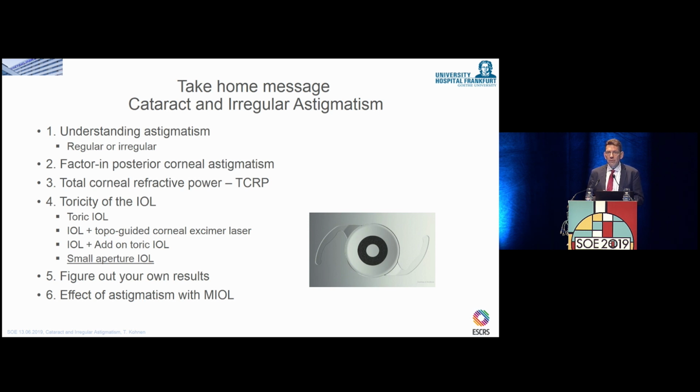What you unfortunately have to do is look at your own results because every patient has a different outcome. Many of these irregular corneas have unpredictable outcomes, much more unpredictable than we have in our normal procedures. And finally, don't forget, if you use multifocal lenses, be very careful with irregular astigmatism because it's very difficult to correct.